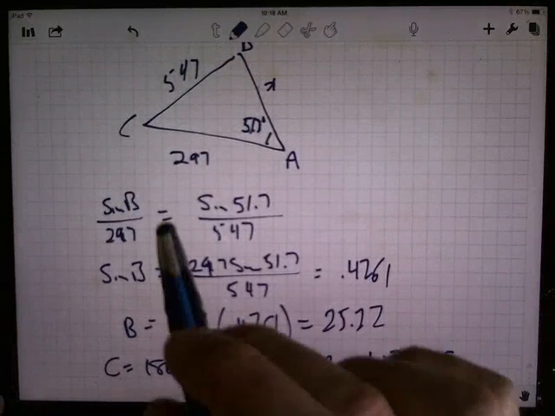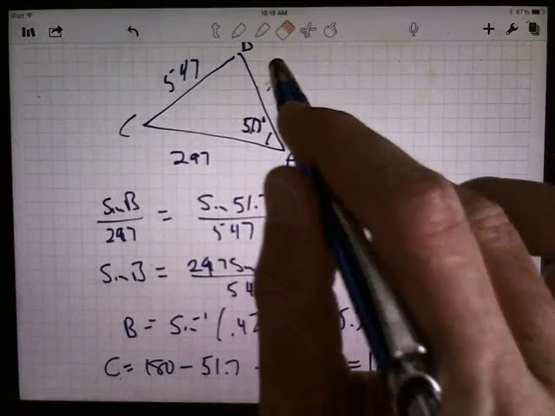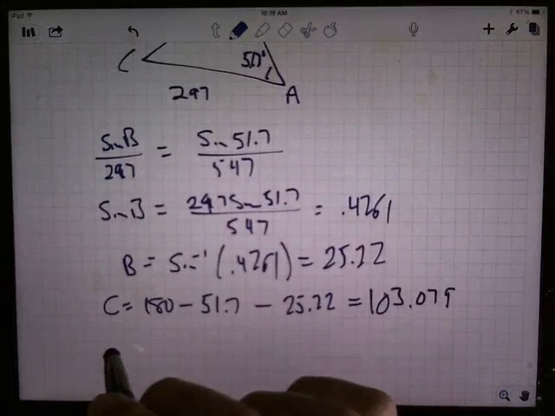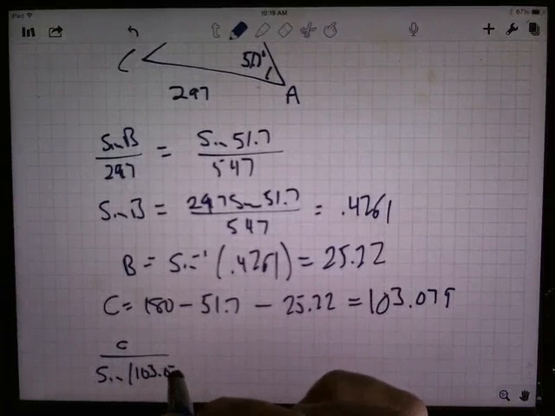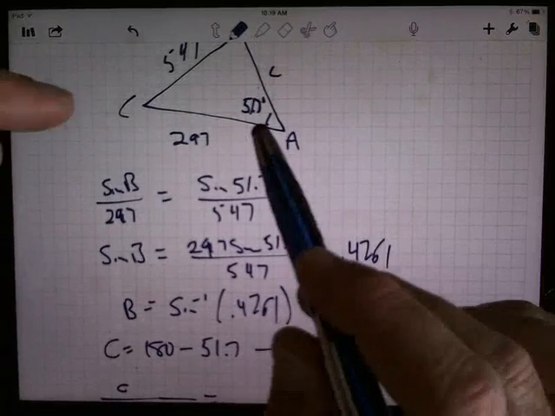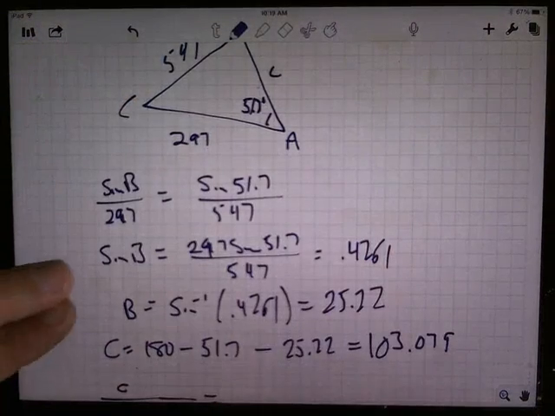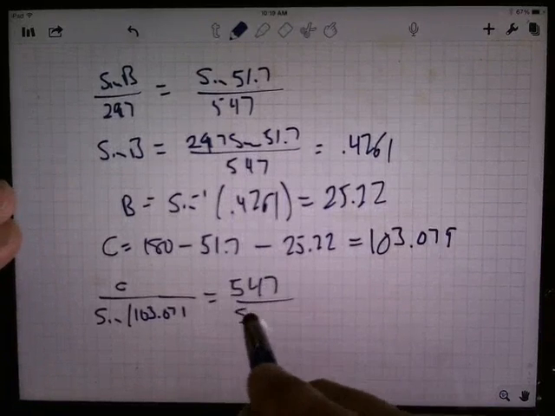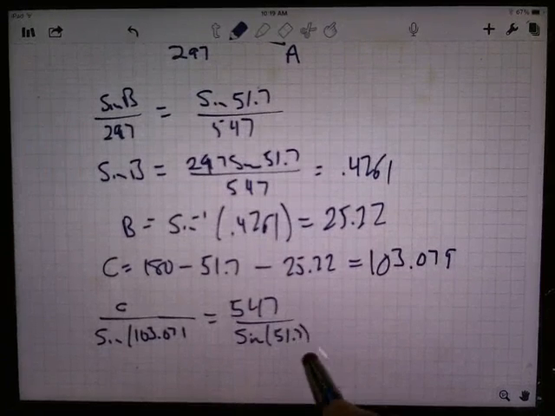To find side X now, or I guess I could call it side C, that would be the way we've been wording it. So little c over the sine of this 103.079 is equal to, pick a pair. I know B and A now, but let's go with the ones that were given. So 547 divided by the sine of angle A, and that was 51.7.